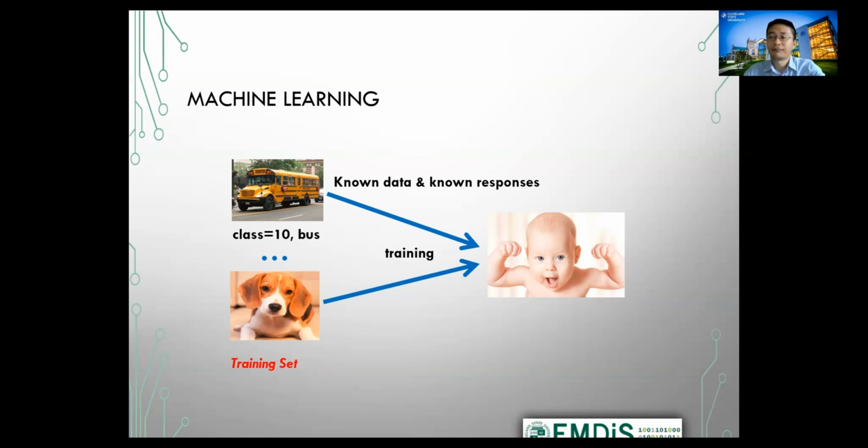And then when you take the baby out and the baby sees some new things, for example, a school bus, the baby can know that, "Oh, this is a school bus. I saw that before." In this example, in machine learning, the machine is like a baby. So we can show the training data in the training set to the machine for many, many iterations. Each image has the known response. So after training, the machine can know which one is a school bus and which one is a dog.